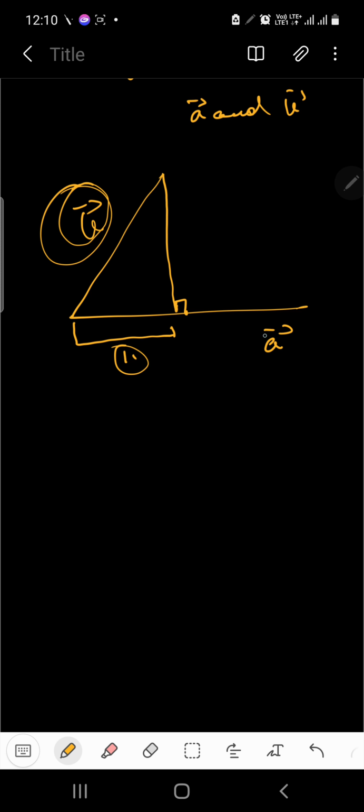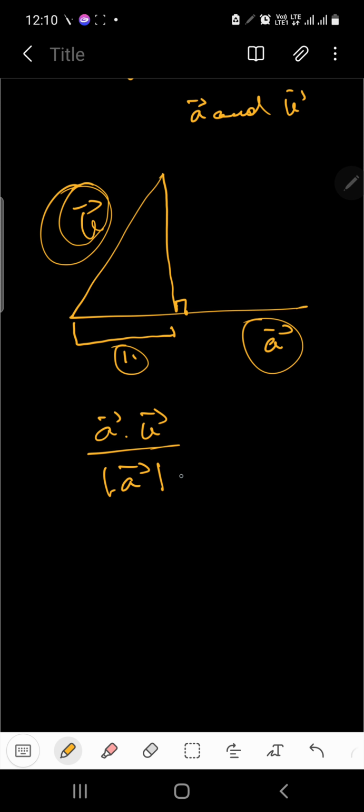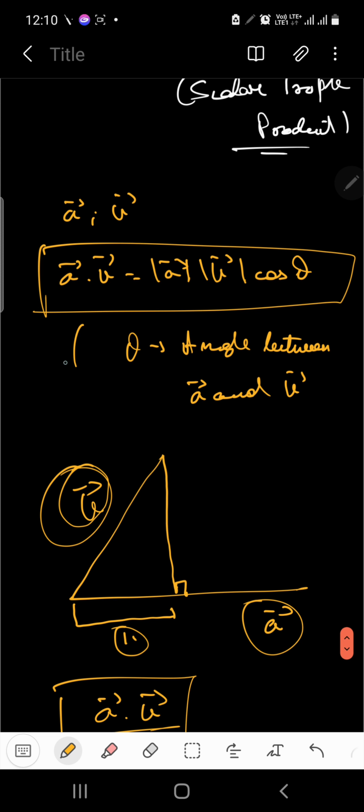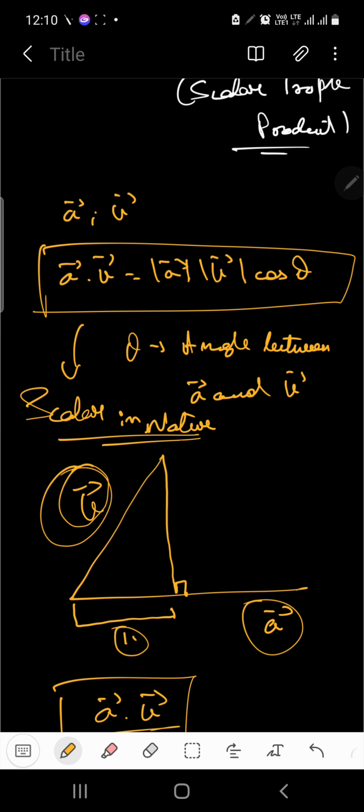So scalar projection of B on A will be given as A vector dot B vector over mod A. Clear? And this quantity is a scalar in nature. It determines length only, no direction, length. Clear? Got it?